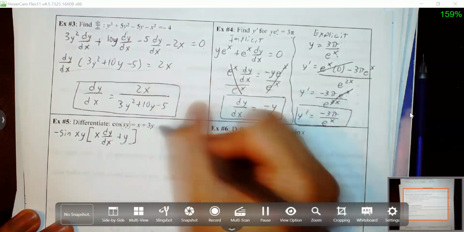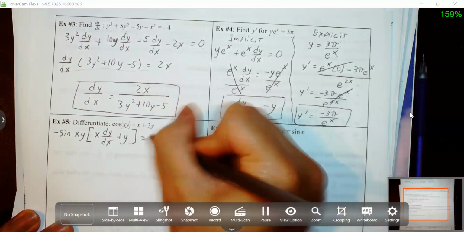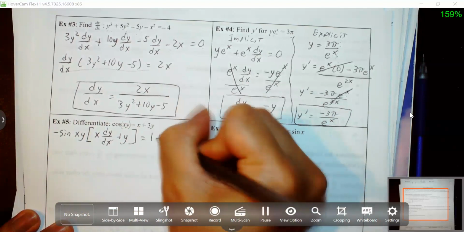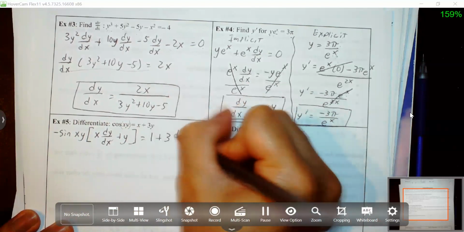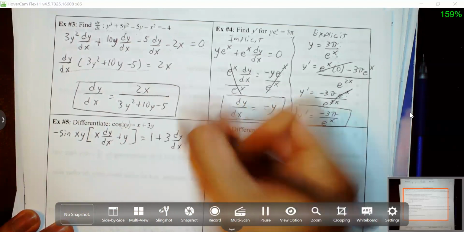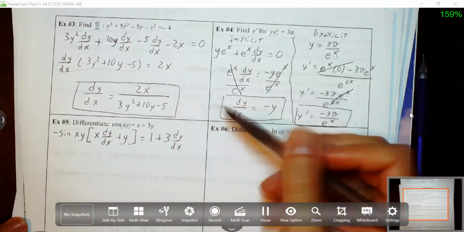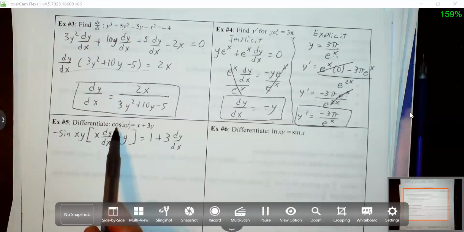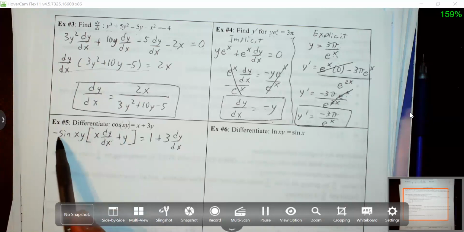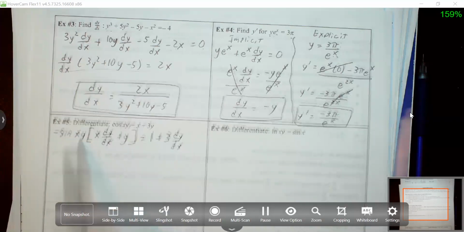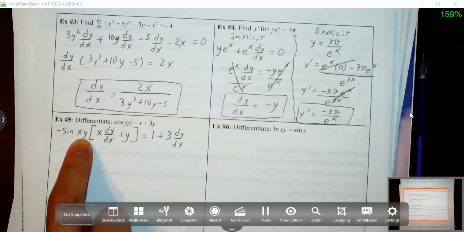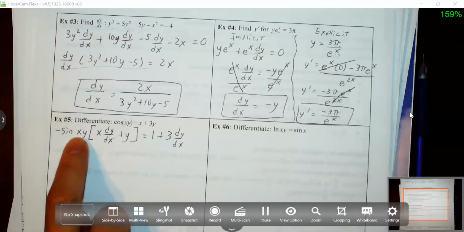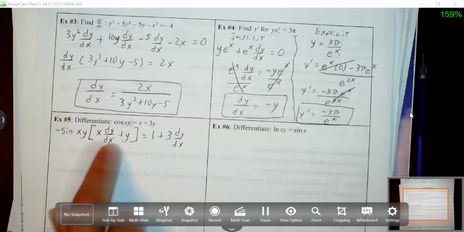And then I take the derivative of the right side. That's equal to 1 plus 3 dy dx, because I have a y term there. So what did I do? I took the derivative of the left side. The derivative of cosine is negative sine. So I do negative sine xy. But because this is not just x by itself, I have to do the chain rule. But this is a multiplication, so my chain is actually a product rule.